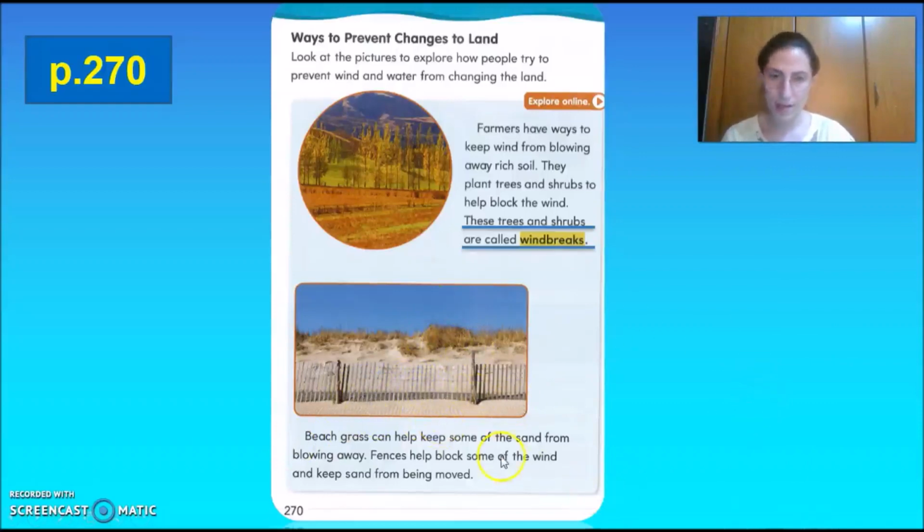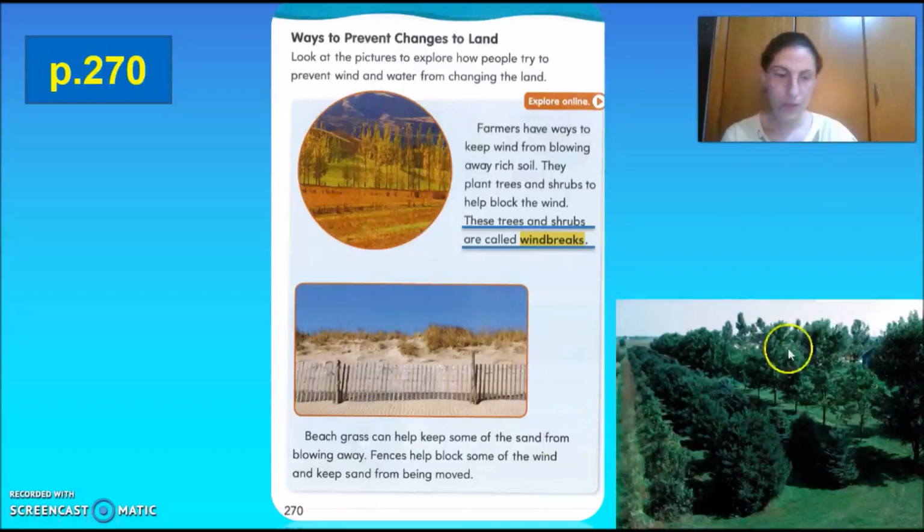to other places. So what are the ways that the engineers or the people created in an attempt to prevent the wind from changing their land, and in a way that they acted like engineers to come up with solutions for their problems? They planted some trees and shrubs to create a windbreak to stop the wind from carrying away the rich soil, and they planted the beach grass, and what else? Excellent, the fences to stop the wind from carrying away the sand over the beaches. Clear? So far so good?